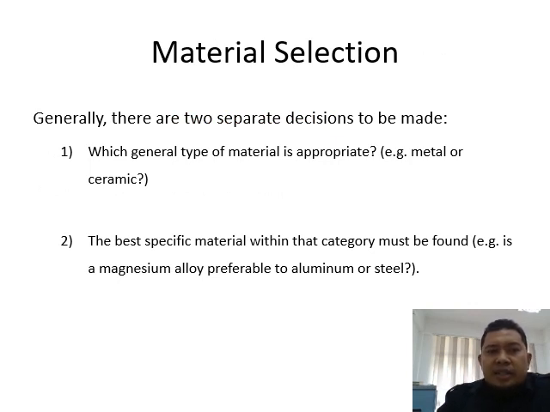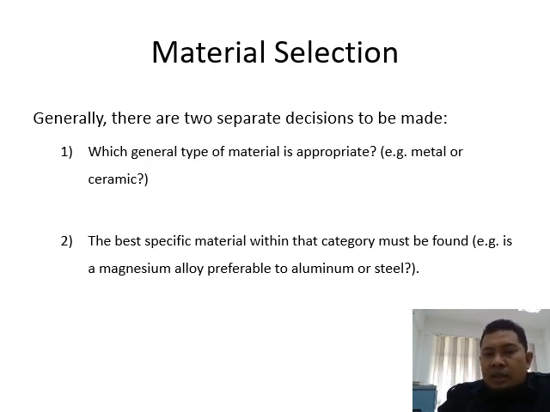So for material selection, generally there are two separate decisions to be made. First, which general type of material is appropriate, in terms of the material universe. For example, a simple analogy, a chair. You want to make it from wood, or from fiberglass or composite, or based on the design itself, for example the body from metal or the body from plastic. And the second one is that the best specific material within that category must be found.